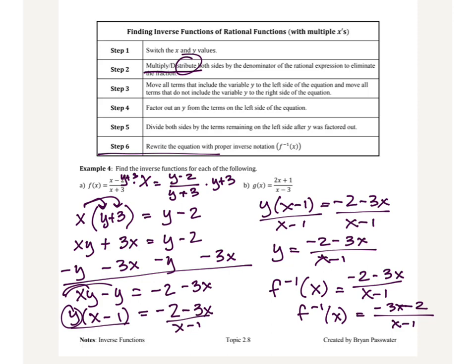Okay. Questions there? Okay. This is, like I said, a long process, but this is something that we do really often. So it's a good process to have figured out.